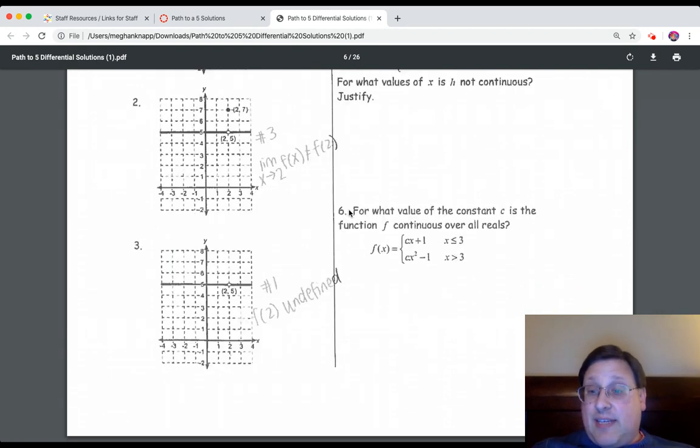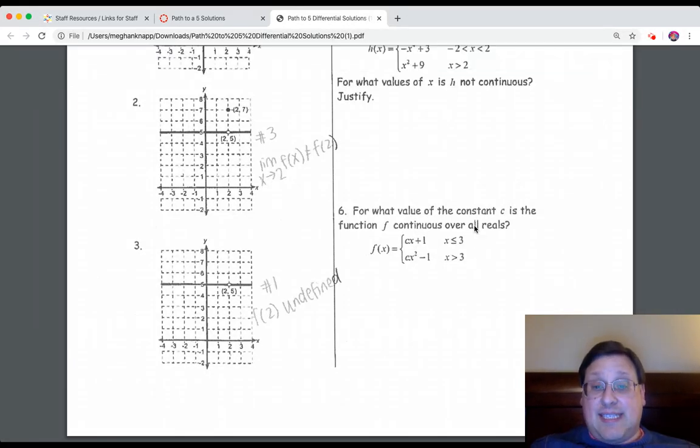Similarly, for number 6, if we're going to have this function be continuous, we need to be able to see the two parts matching. So if I plug in 3 to both sides, I'll get 3c plus 1 equals 9c minus 1. 9 because this says to do x squared. And then you can just solve that equation, and I think you should end up getting c equals 1/3, excuse me, as an answer.